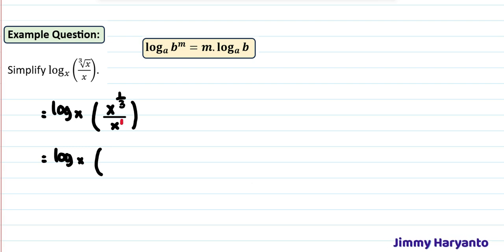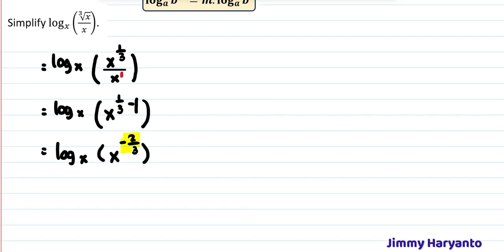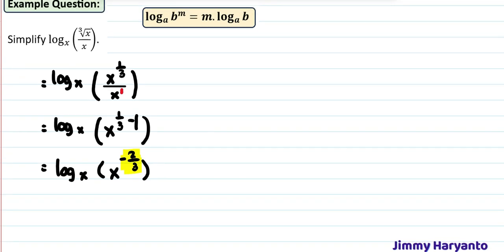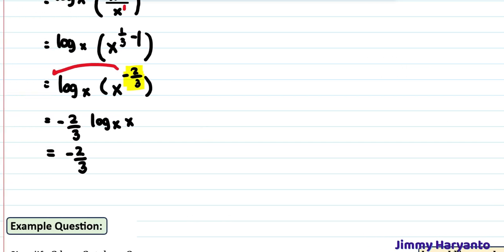This one means x to the power of 1, and division means you have to subtract the powers. Okay, so 1 over 3 minus 1. Then you calculate the subtraction first. You'll have negative 2 over 3 as the result, and as you can see we have powers right here. It means powers law. You can move it to the front, and it will become negative 2 over 3 logarithm of x and x. Logarithm of x and x will become 1, so the final answer is negative 2 over 3.